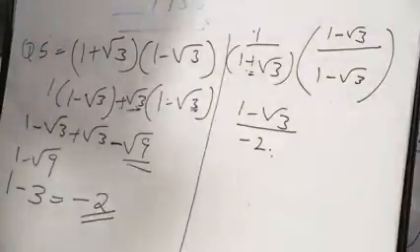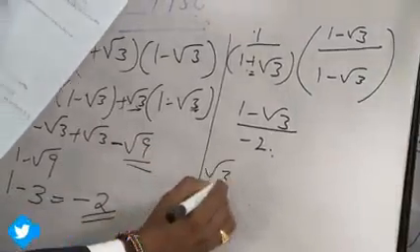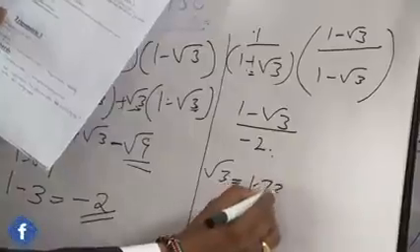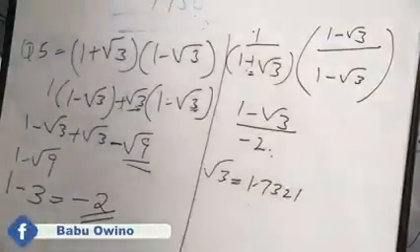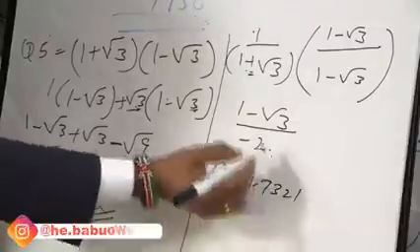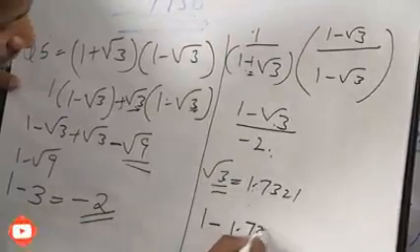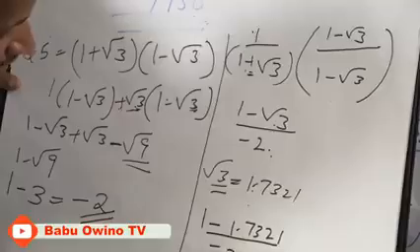Hence, evaluate to 3 significant figures. Given that root 3 equals 1.7321, wherever there is root 3, you replace it with 1.7321. So where there is root 3, we have 1 minus 1.7321, divided by minus 2.